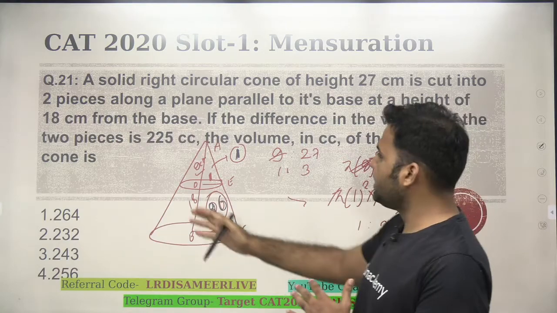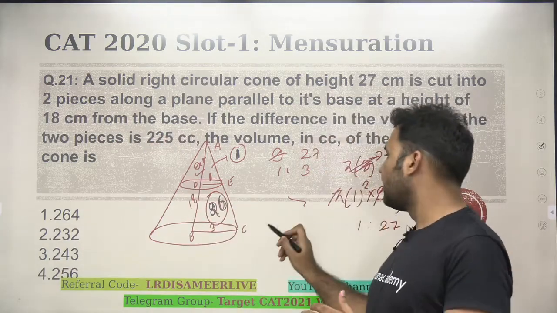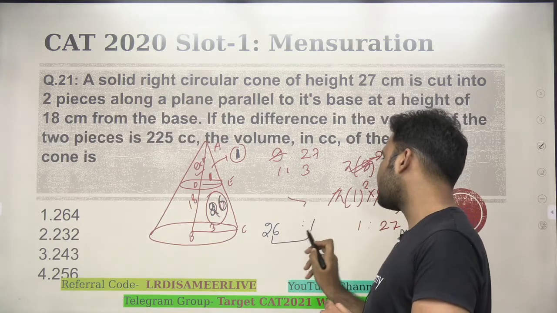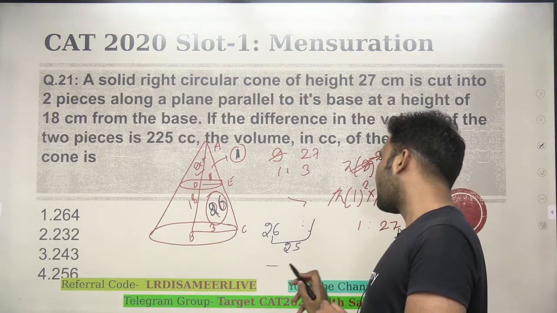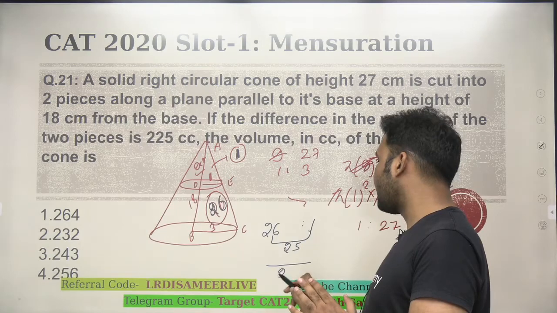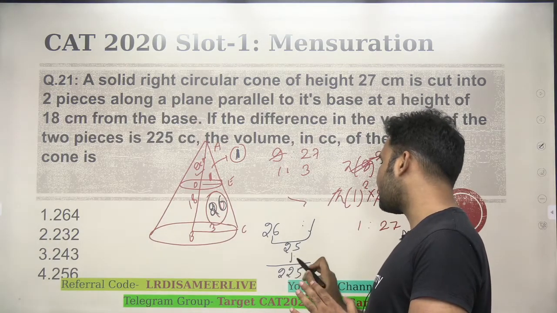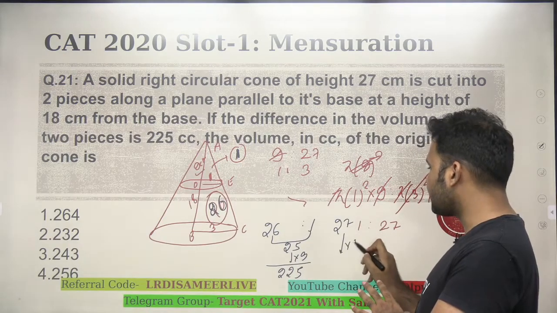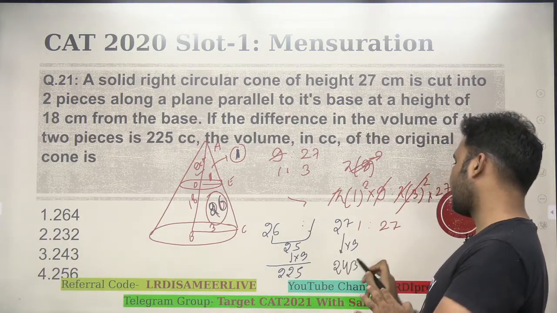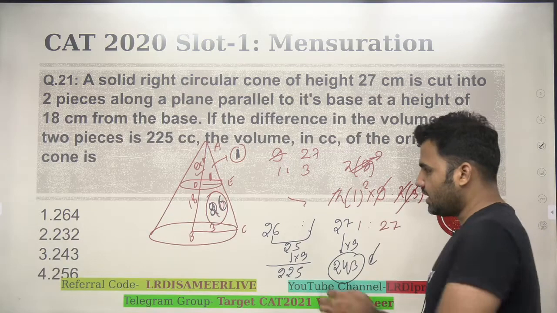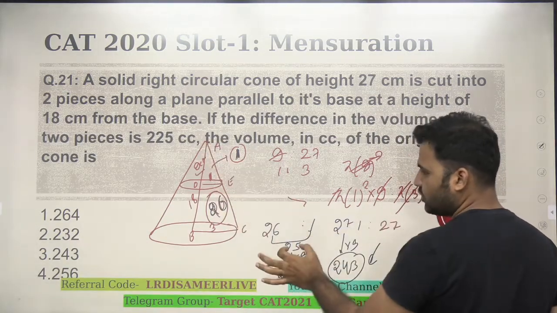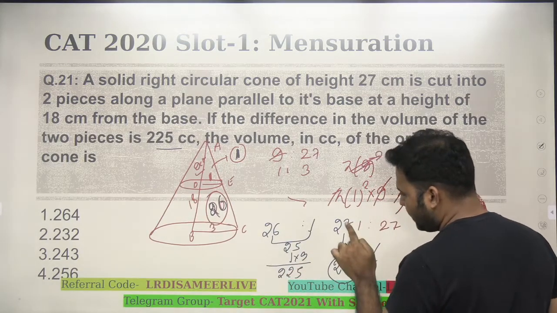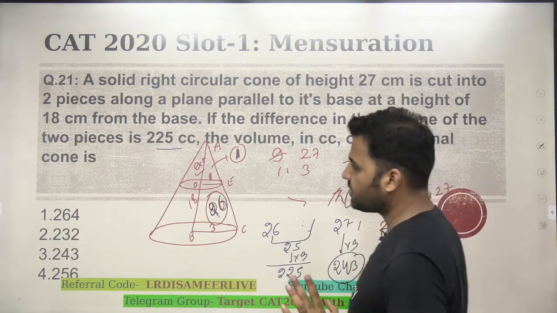And the difference between these two volumes is 225. Now the frustum volume is 26, upper part is 1, the difference between them is coming out to be 25. I want the difference to be equal to 225, which is 9 times. So the whole volume 27 will become 9 times, which is 243. That's it, right? This is 26, this is 1, difference is 25, but I want the difference to be 225. So this is becoming 9 times. The whole volume will also become 9 times.